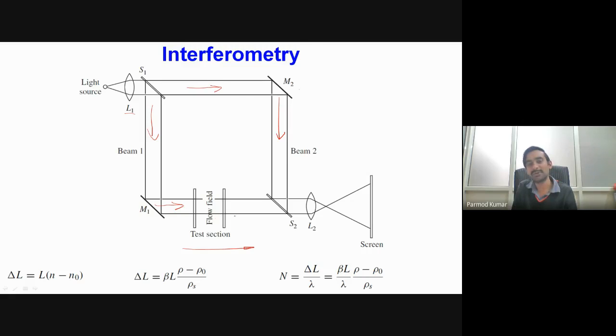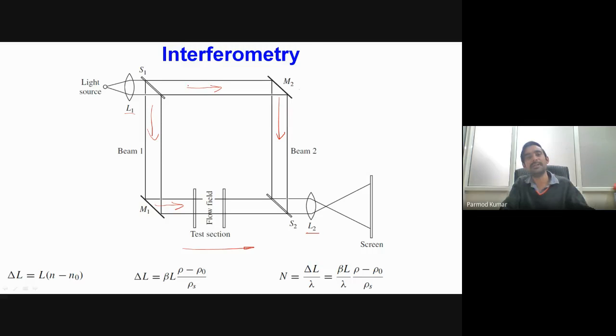What will be happening inside this flow field, if we have a gradient of the density field, is that we will have a change in phase of this light ray. Because of that, at this particular splitter section, we once again join beam 1 and beam 2, and then we focus this on this lens L.